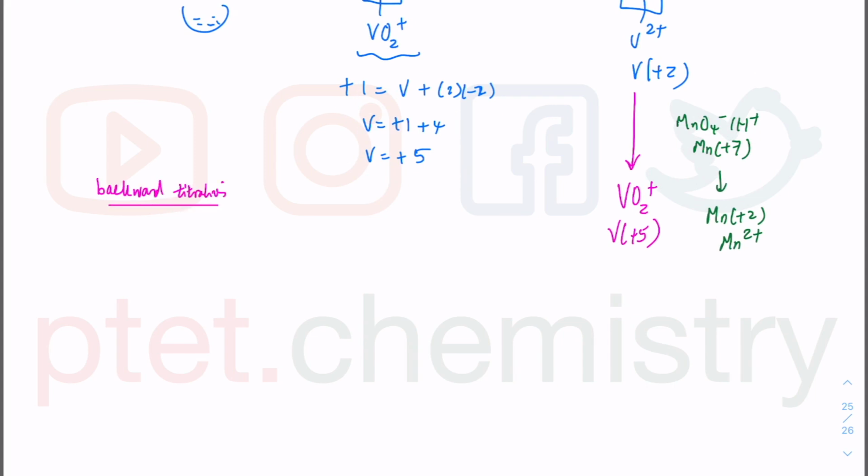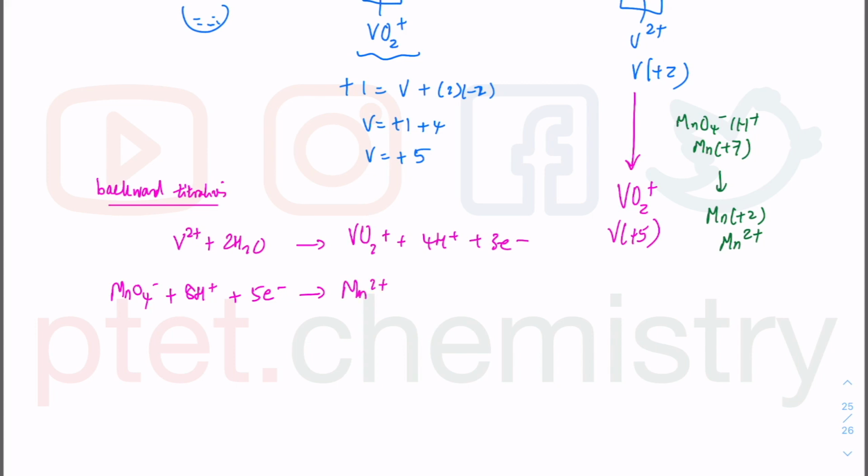So I'm going to start off with vanadium 2+ plus 2H2O going to VO2+ plus 4H+ plus 3 electrons. I've just reversed this equation as they have given us, because we're going to oxidize the vanadium 2+ back to the vanadium +5. And I have been given MnO4- plus 8H+ plus 5 electrons, giving you Mn2+ plus 4H2O. We need a balanced equation to do stoichiometric calculation.